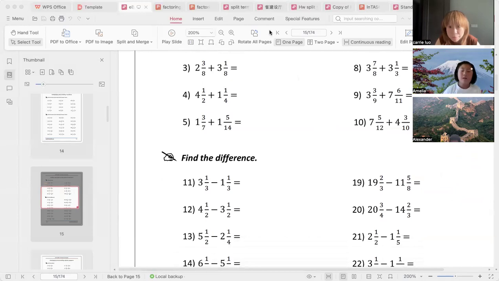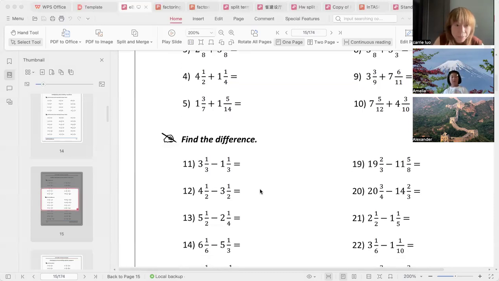Now let's move forward to subtraction. Amelia and Alex, 3 and 1 over 3 minus 1 over 3, and 4 and a half. Those are very easy. For number 11, Alex, give me the answer directly. Two. Three minus one equals what, Alex? Two. Very good. So 1/3 minus 1/3 equals what? Zero. Very good. So the answer is two. Oh, I thought it was plus. No, minus.